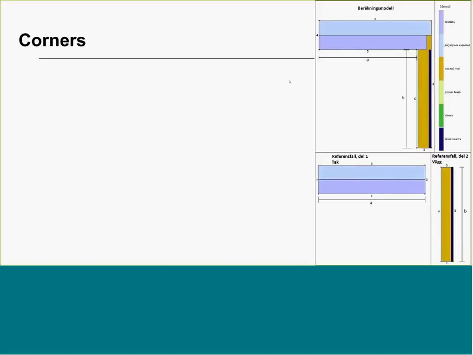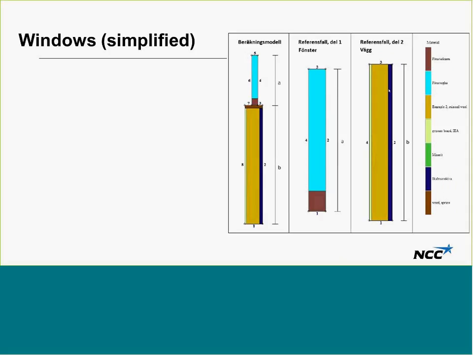Corners is the same kind of method where you simulate your 2D model and then you subtract the 2 reference cases. And a simplified window calculation basically is the same idea, where you make your 2-dimensional model and you subtract the 2 reference values, which is the pure wall and the window and frame. So that would be the thermal bridge of the window connection, not necessarily the window frame. That would be a different calculation.